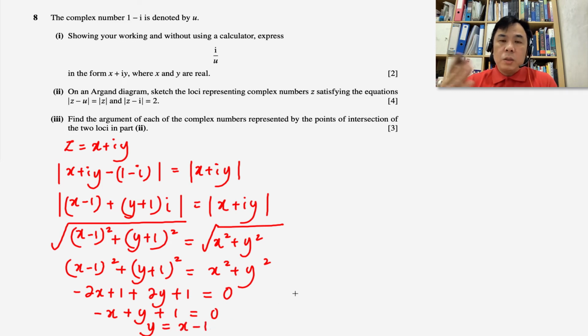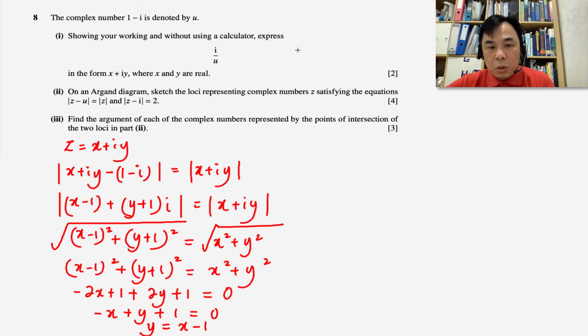So it is actually just a straight line with a gradient of 1 and then passes through the y-intercept at negative 1. Now bear in mind, it is a straight line with a gradient of 1 that passes through the y-coordinate of negative 1 here. Okay.